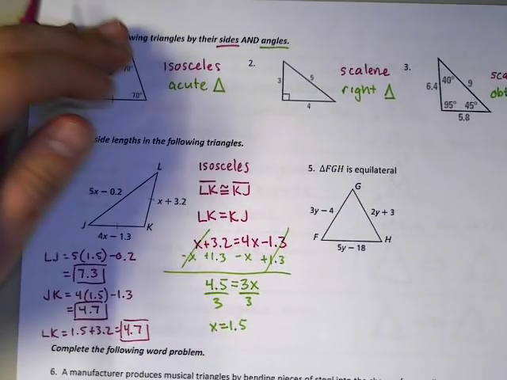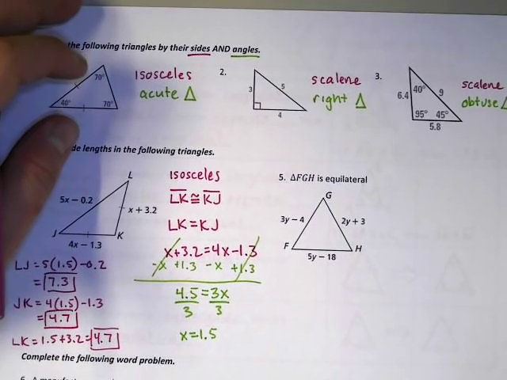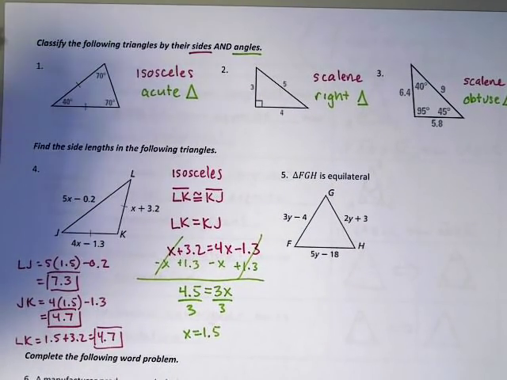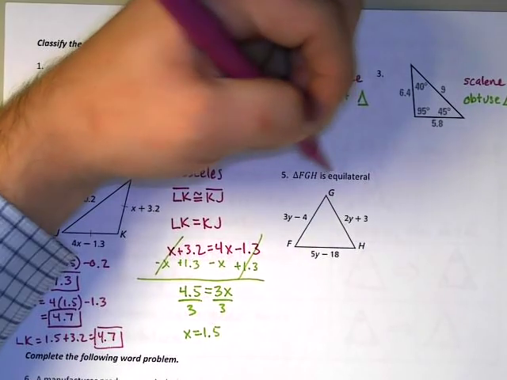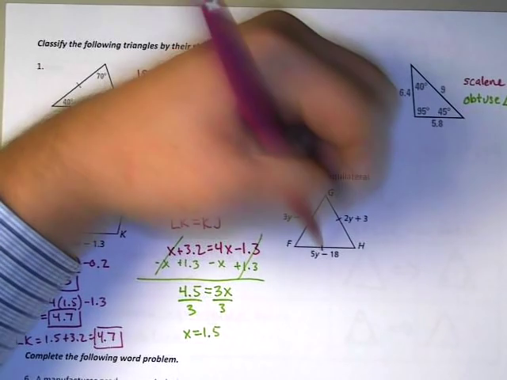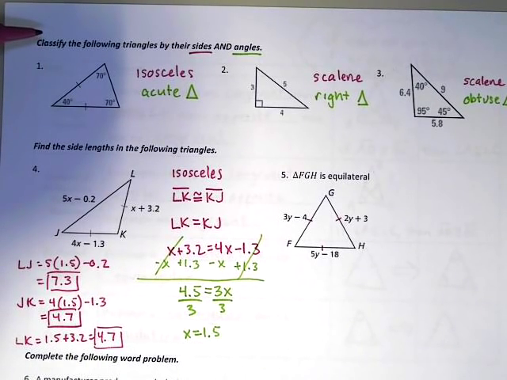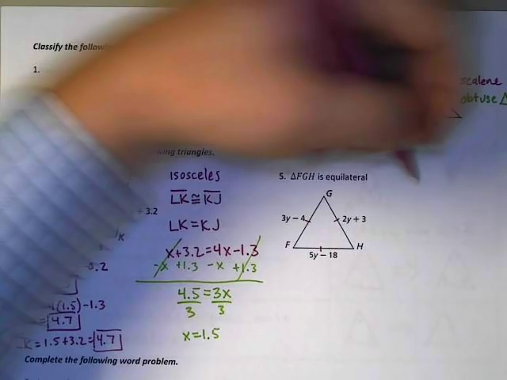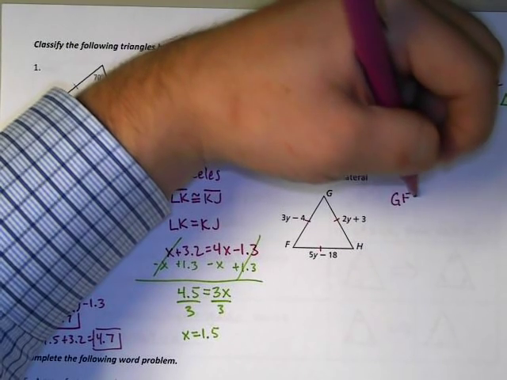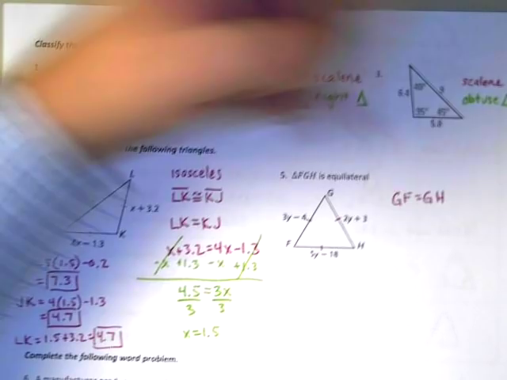Okay, equilateral is going to be pretty similar. I guess a little different. We need to remember that if it's equilateral, then all sides are the same, or are congruent. So you just got to pick two sides and solve for y. I think I'm going to pick GF and GH.